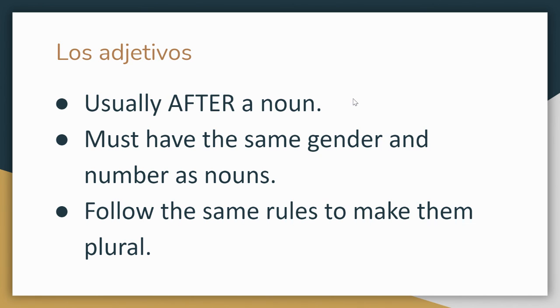Just like articles, they must have the same gender and number as the nouns they modify. Modify is another way of saying describe. And you follow the exact same rules that you follow with nouns to make them plural. So for example, if an adjective ends with a consonant, you're going to add es. And if it ends with a vowel, you're going to add s.